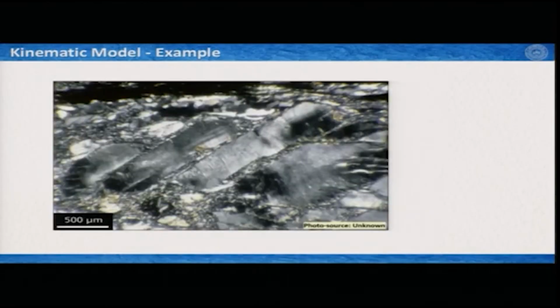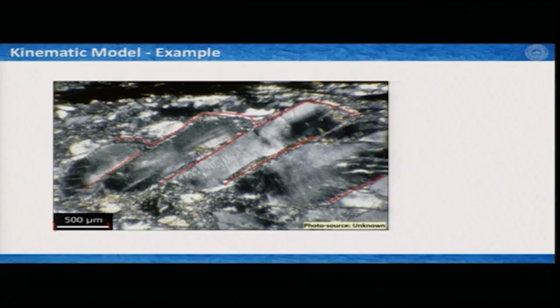Now, here is another one. This is a microstructure observed under a microscope. You can see the scale here: this length is about 500 microns. What we see here is a mineral grain broken along these planes, and then there are some steps.